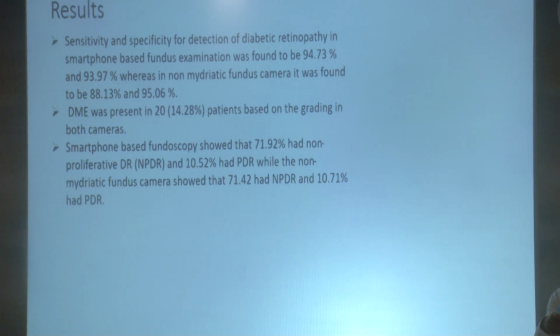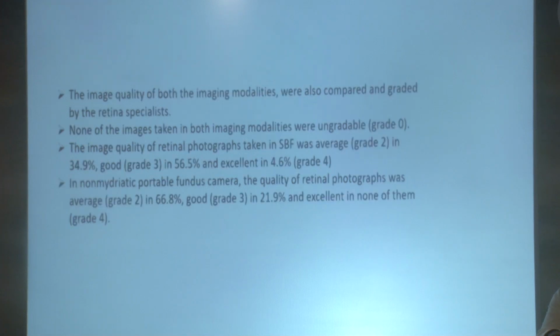Smartphone-based fundoscopy showed that 71.92% had non-proliferative diabetic retinopathy and 10.52% had PDR, while the non-mydriatic fundus camera showed that 71.42% had NPDR and 10.71% had PDR.